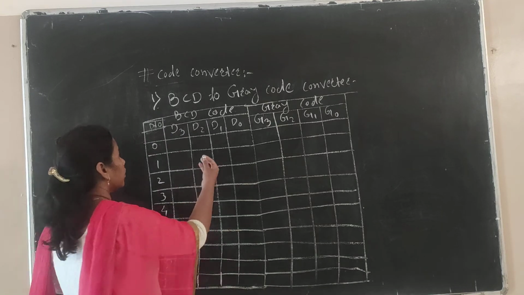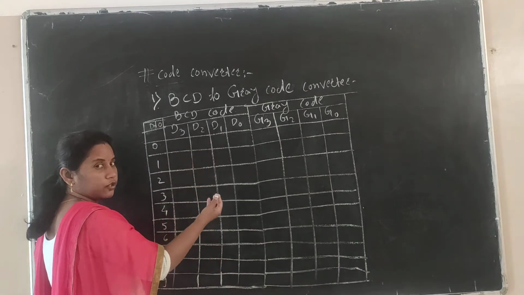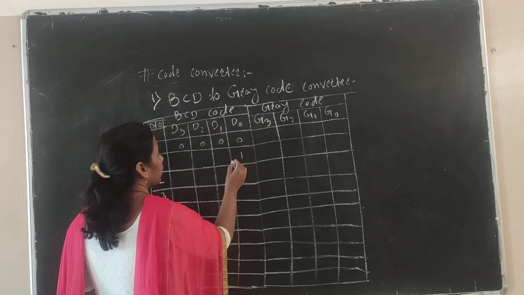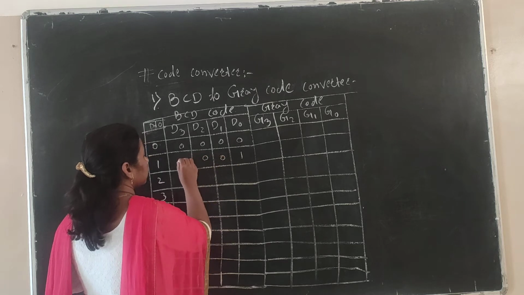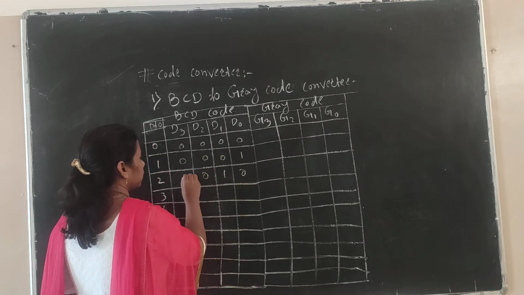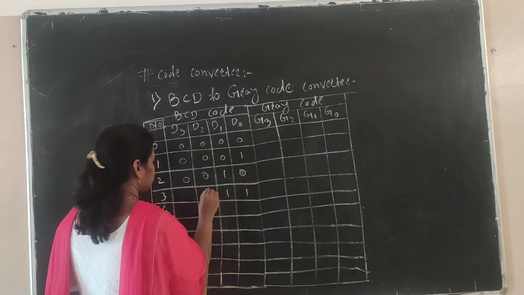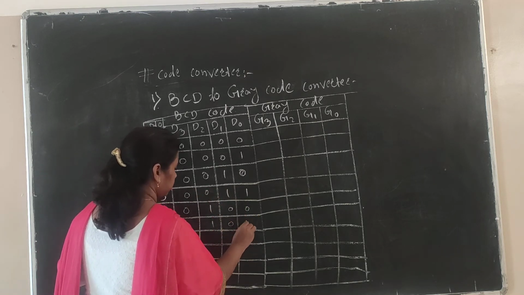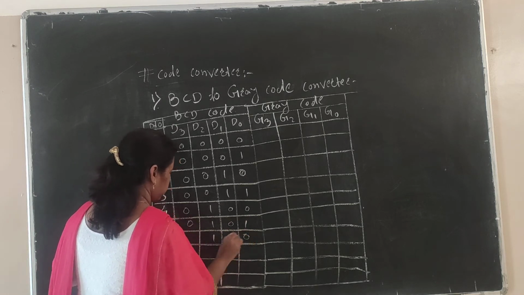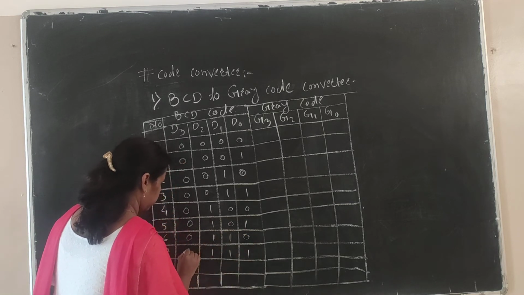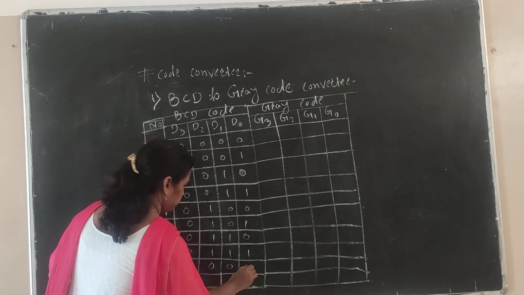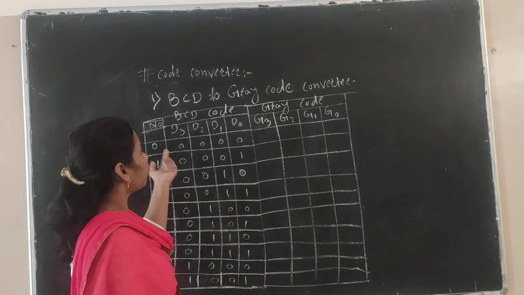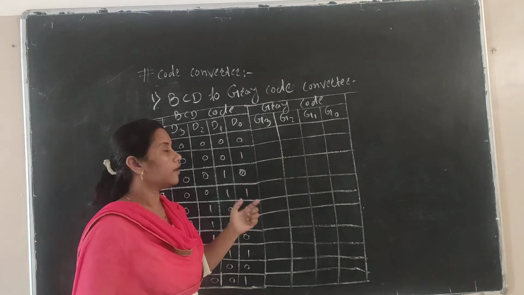Now first we have to convert these equivalent numbers into binary form: 0, 0, 0, 0, then 1, 2, 3, 4, 5, 6, 7, 8 and 9. Up to 9 there is a BCD number. Now we have to convert this BCD code into the gray code.